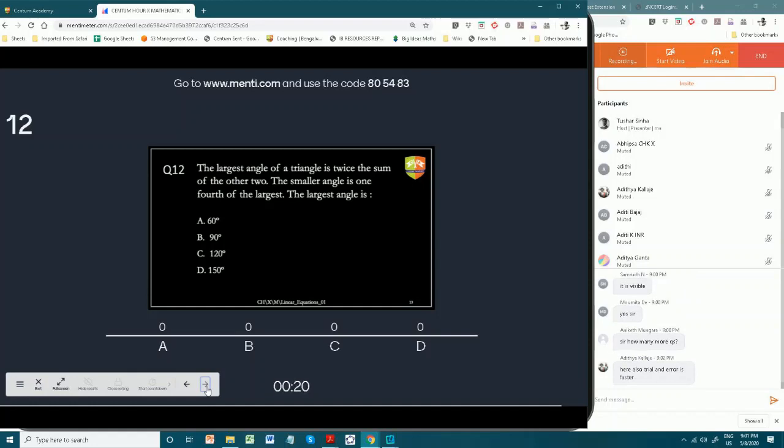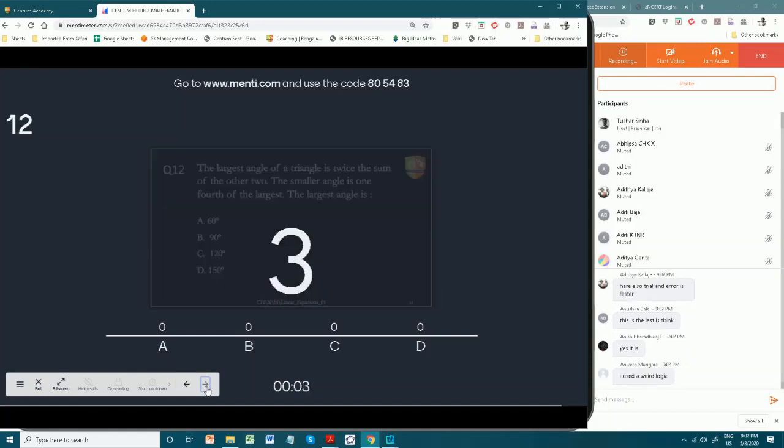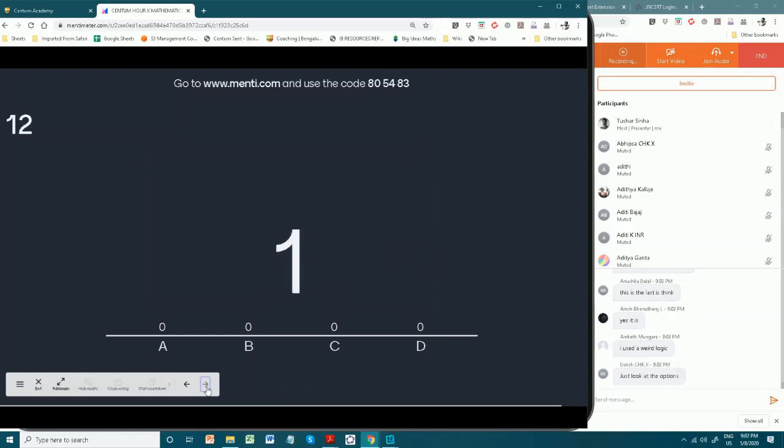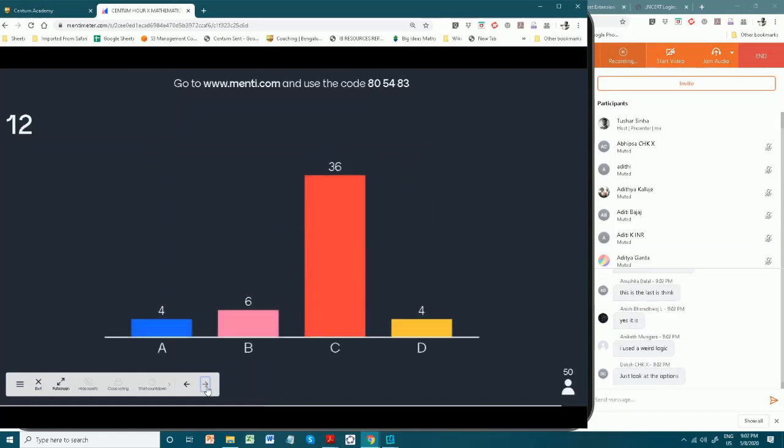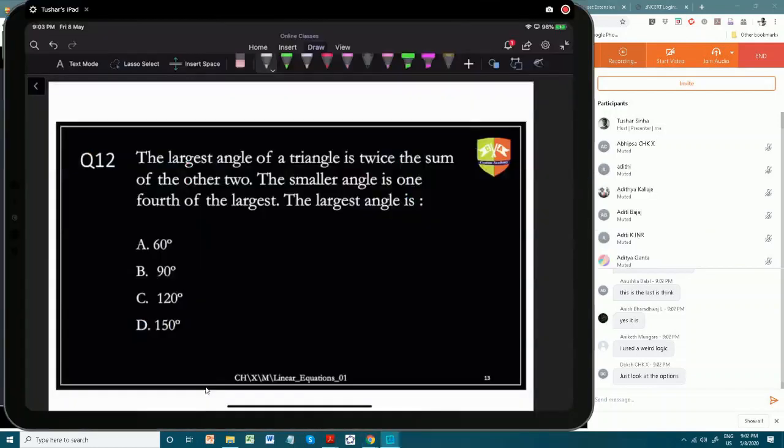Trial and error is faster. Actually, this question need not require any solving. No solving was required, actually. The first line itself. So most of you have got it correct actually. So you don't need to look at the options also.